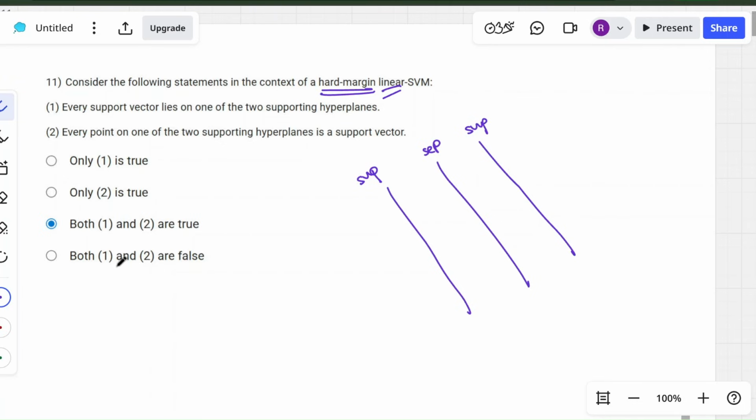What happens in hard margin SVM is that we don't allow any outliers, right? Everything has to be either on the margin or outside the margin. Similarly, everything here has to be on the margin or outside the margin. There are no outliers. So the support vectors are exactly these entities. These are the support vectors, whatever lies on the supporting hyperplane. So the first statement says every support vector lies on one of the two supporting hyperplanes, which is true. And every point on one of the two supporting hyperplanes is a support vector. This is also true, right?